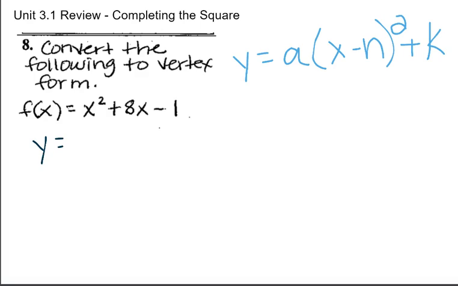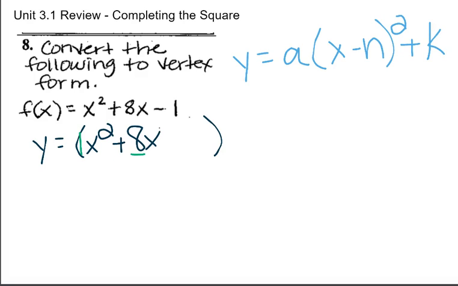So the first thing we want to do is look at the first two terms and ask ourselves, is there anything that can go into 1 and 8 besides 1? And only 1 can go into 1 and 8. So we are ready to complete the square.